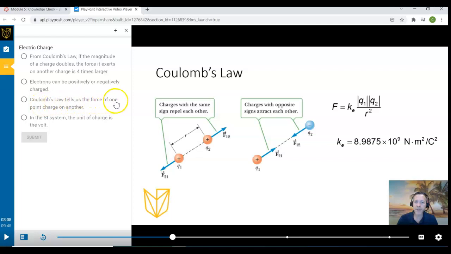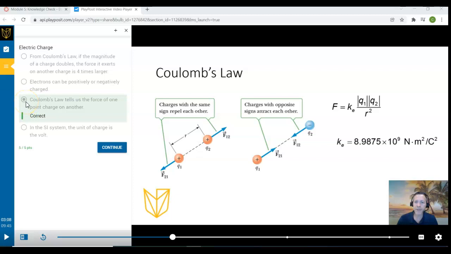Coulomb's law tells us the force of one point charge on another. In the SI system, the unit of charge is volt. Okay, charge is measured in coulombs. So the correct answer is Coulomb's law tells us the force of one point charge on another. Okay.